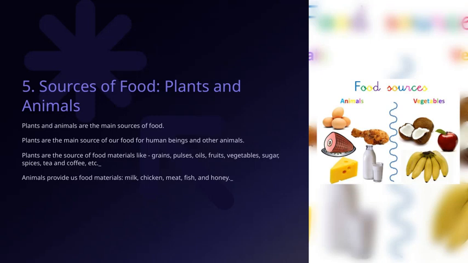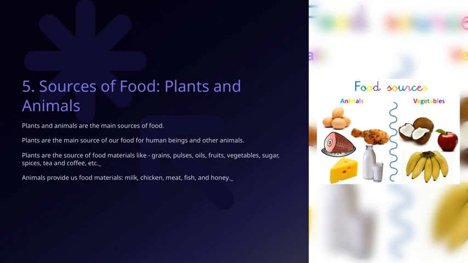Now let's talk about the sources of food, which mainly come from plants and animals. Plants are actually the primary source of food for both humans and many other animals. They give us a wide variety of essential food materials. For example, grains like rice and wheat, pulses such as lentils, oils, fruits, vegetables, and even sugar. We also get spices, tea, and coffee from plants. All these help us stay healthy and energized.